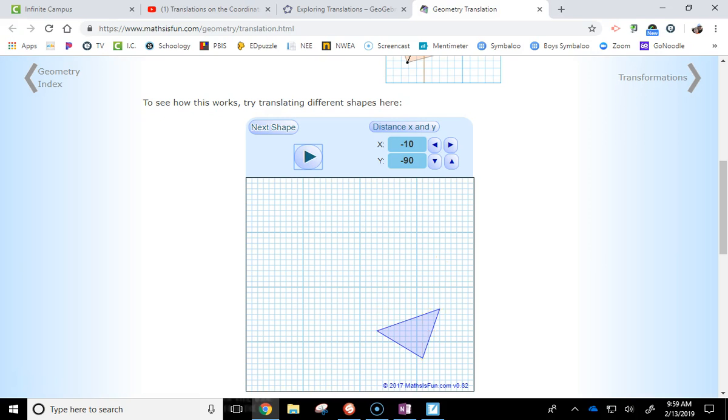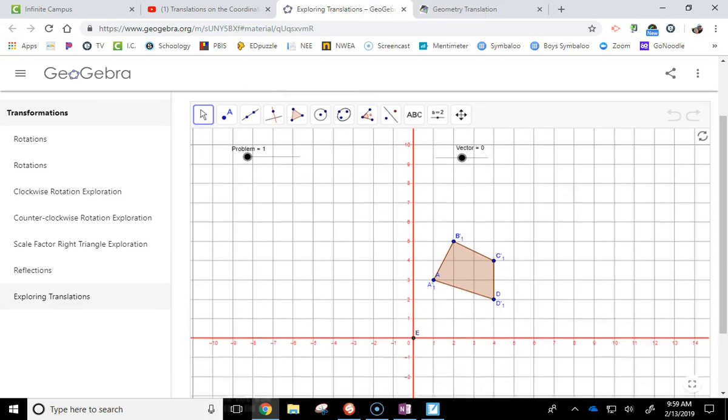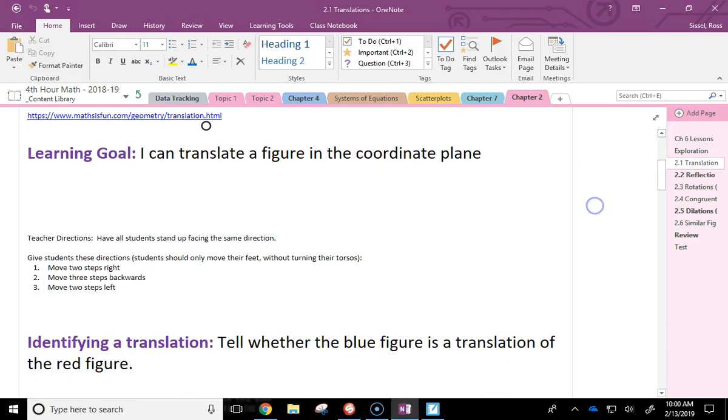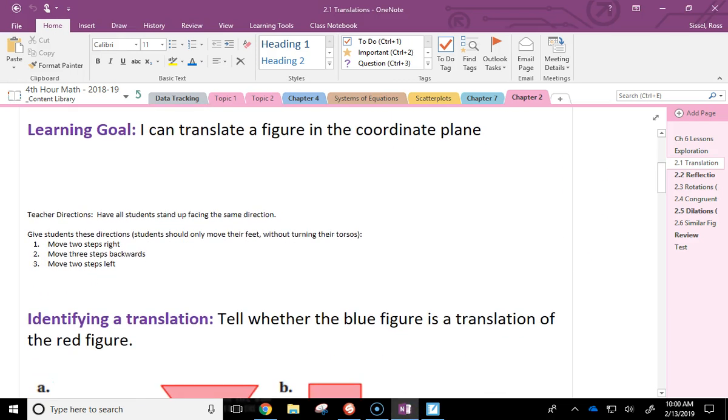The shape did not turn, it did not reflect, it did not bend, we did not change it any, we just slid it and moved it. You would see the same thing on this one, where all they're doing is taking our shape and sliding. That is our translation. So today's learning goal is that I can translate a figure in the coordinate plane. That is going to be what we want to do.